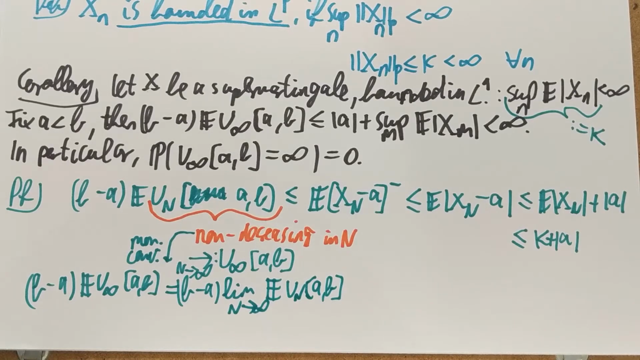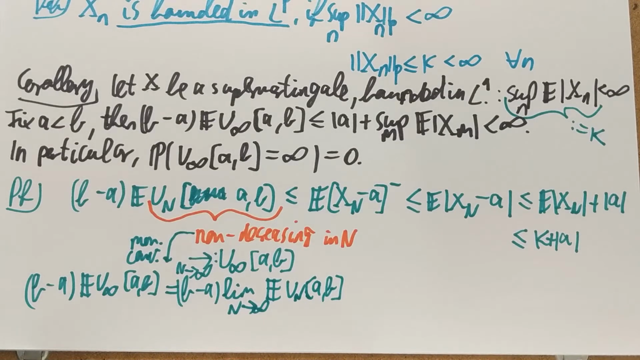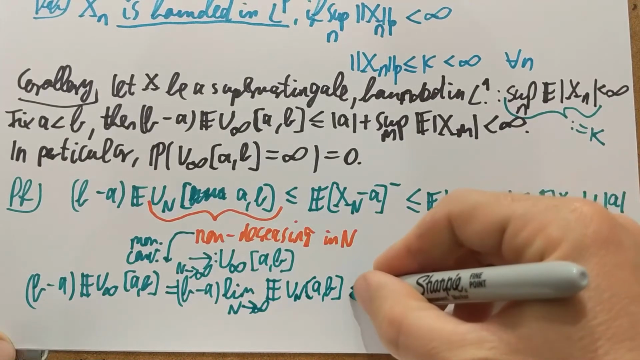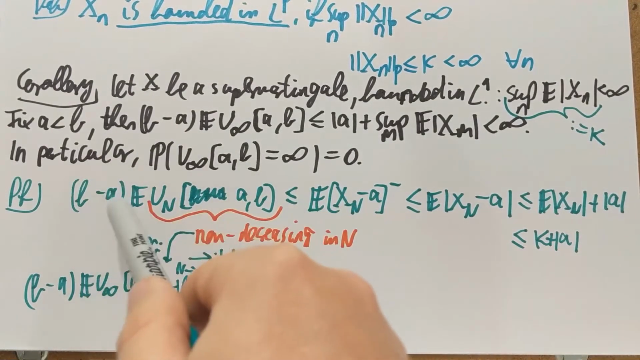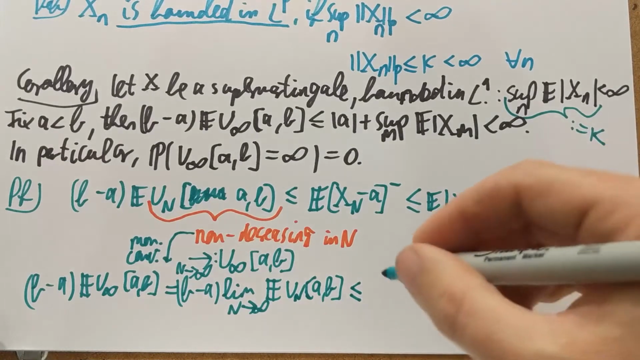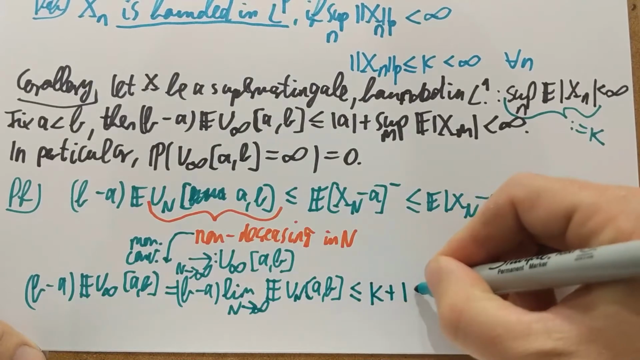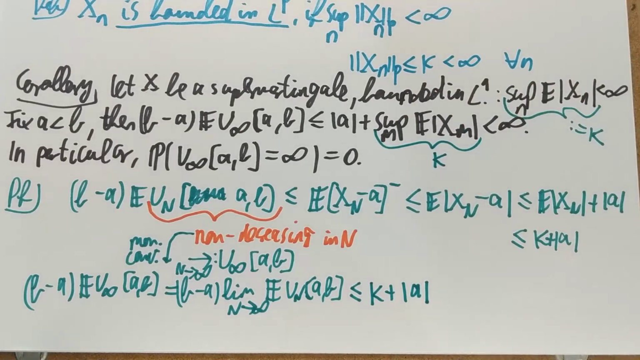Okay, the next thing I want to do is apply this line, the previous line, to here, and then I'm done, because then this is smaller than or equal. For every single n, b minus a times this expectation is bounded by k plus the mod of a. If it's true for every single n, then it's of course still true in the limit. So this thing will be smaller than or equal to my right hand side, k plus mod a, and that's exactly what this statement was. So at this moment I'm done with proving this corollary.